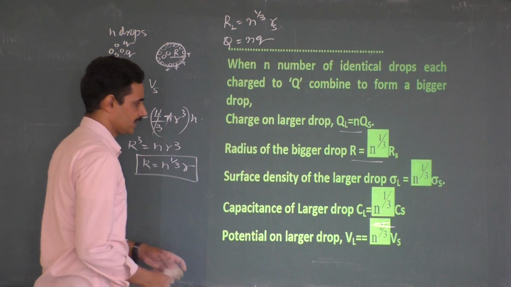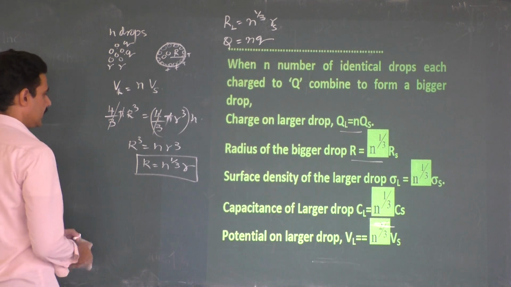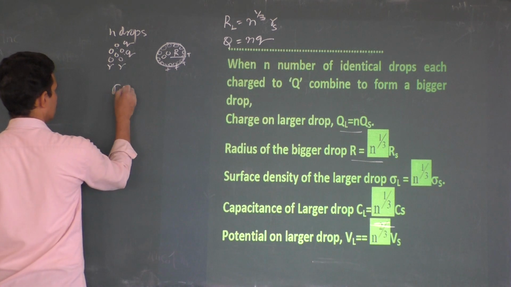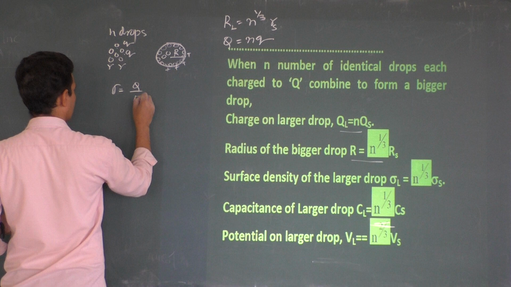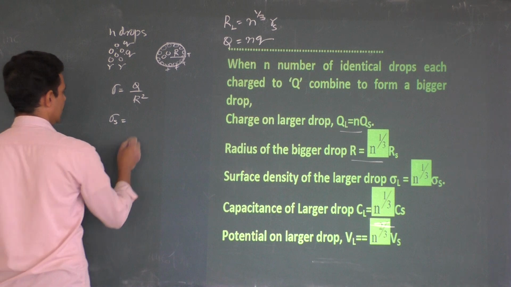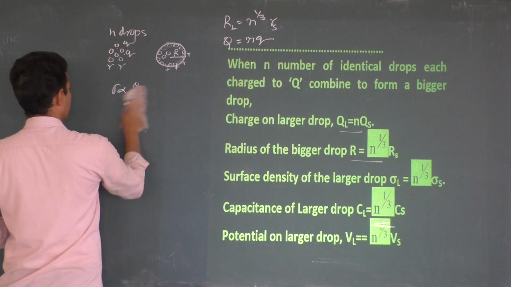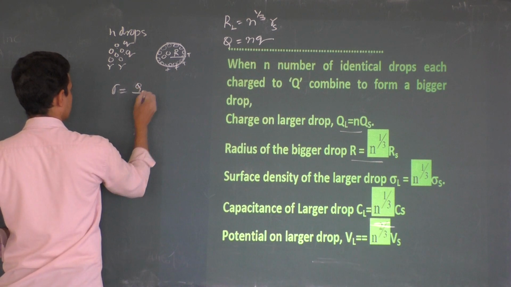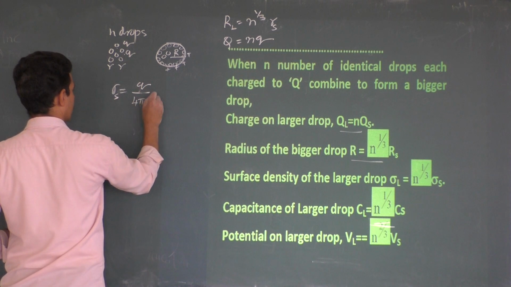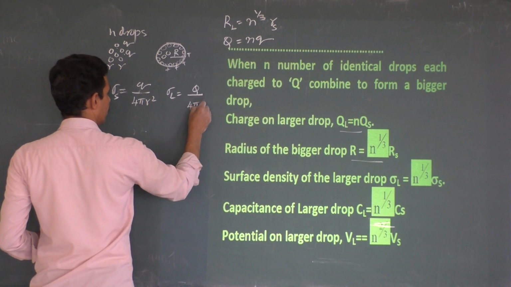How did you get that the surface charge density of the larger drop is the cube root of n times the surface charge density of the smaller drop? Very simple. You know that surface charge density sigma is equal to charge by area, q by 4 pi r squared, for any sphere. So the surface charge density of the smaller drop is the smaller charge divided by 4 pi r squared. What about the larger drop? Full charge divided by full radius squared.